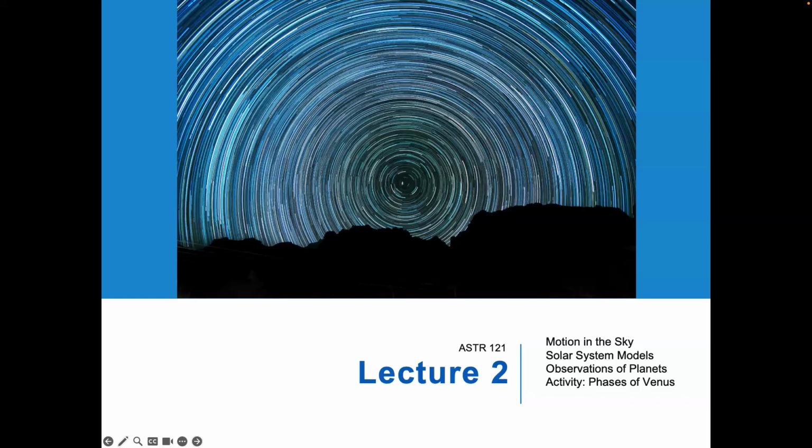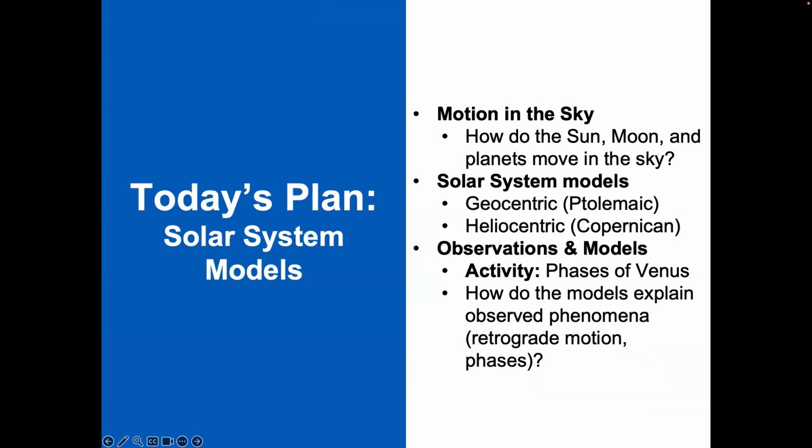With that, today's plan is we're going to talk about the solar system. The first thing we do is take observations. So the first thing we need to discuss is motion in the sky. What do we see about the most obvious things in the sky, our sun and our moon and the planets, and how do they move in the sky? Then various solar system models. So geocentric, heliocentric: is the Earth in the center or is it orbiting the sun? And then we have observations and models that we can use to test those two different models.